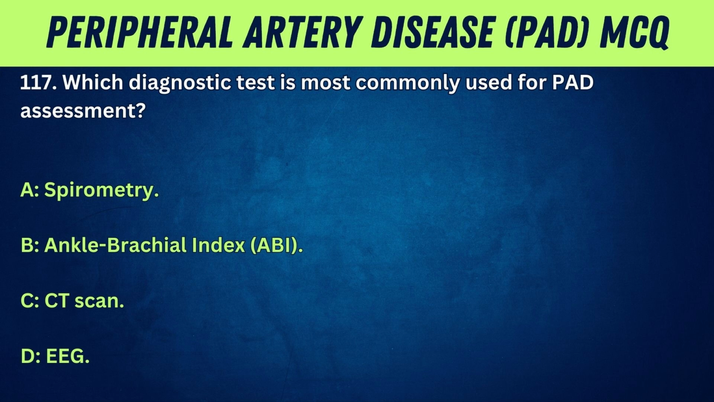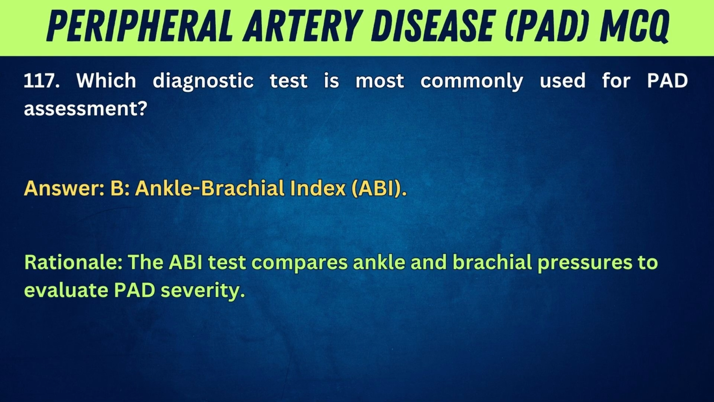117. Which diagnostic test is most commonly used for PAD assessment? A. Spirometry. B. Ankle brachial index, ABI. C. CT scan. D. EEG. Answer: B. Ankle brachial index, ABI. Rationale: the ABI test compares ankle and brachial pressures to evaluate PAD severity.